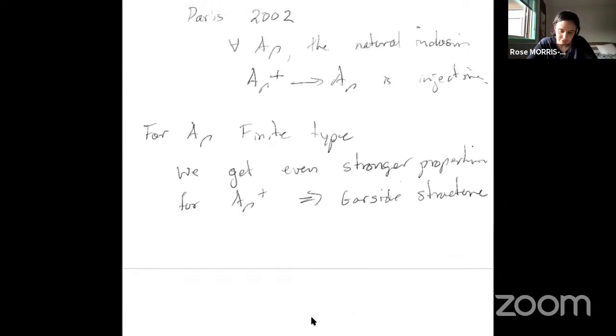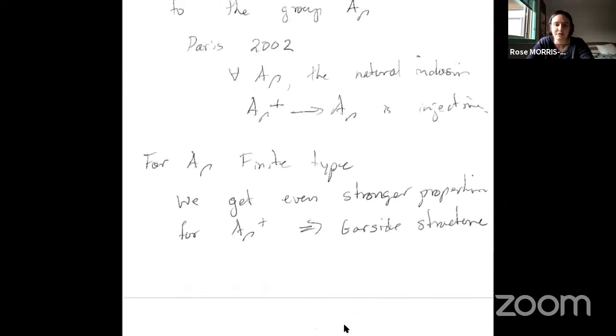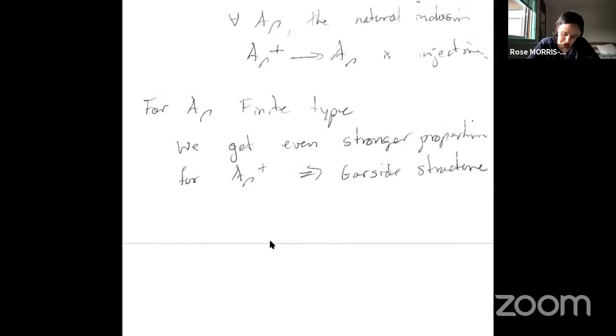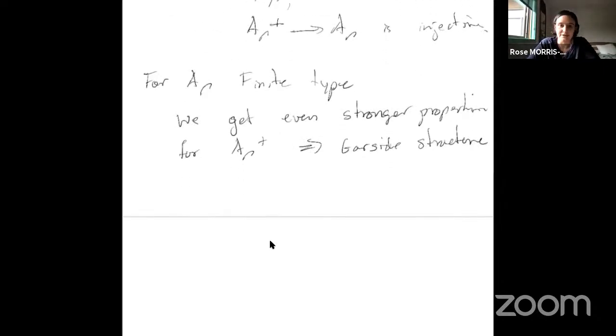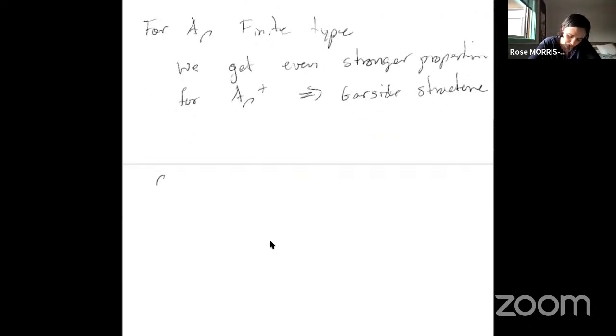This is a good place to pause for a moment. My goal for at least the first part of this next section is to just define the Garside structure for you and tell you a little bit about how it works, because I think this is an important thing to know about for Artin groups. So how do Garside structures work?